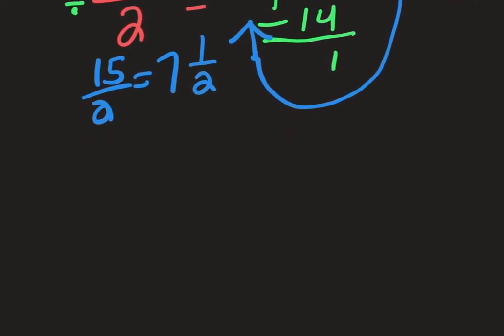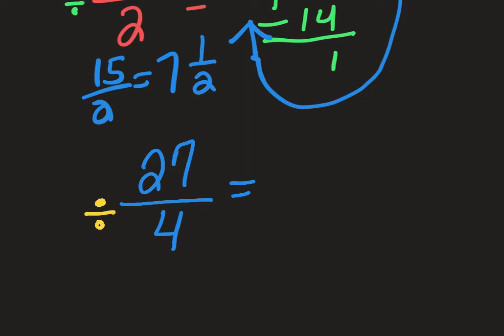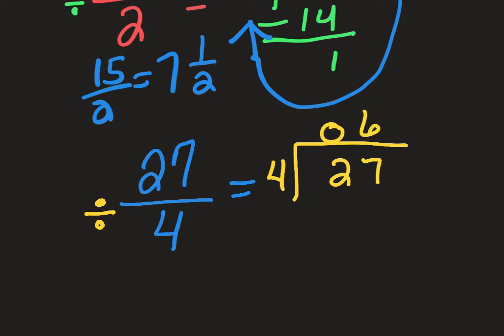Let's try again. 27 over 4. I noticed that 27 over 4 is an improper fraction because I have a larger numerator than denominator. So this line here, or bar, whatever you want to call it, means to divide. I'm going to divide 27 by 4. 4 will not go into 2, but 4 will go into 27 6 times. 6 times 4 is 24. I subtract and get a remainder of 3.